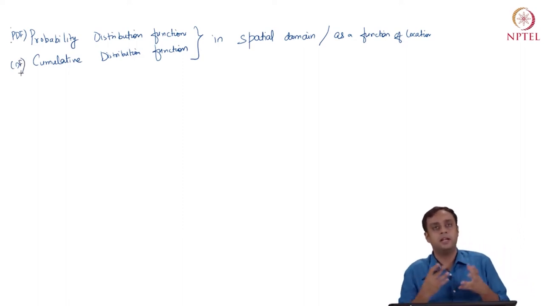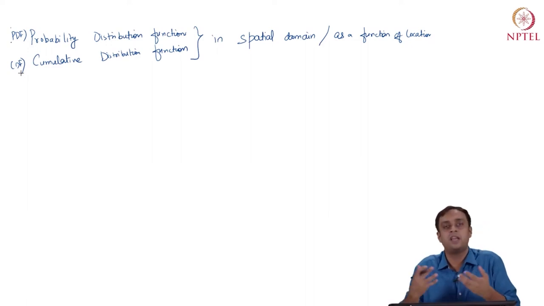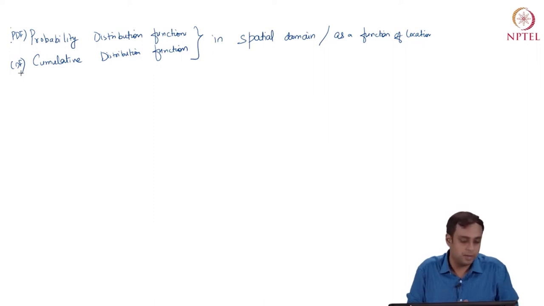I expect that most of you would understand what a PDF or a CDF is. If you don't, that's fine. I mean, you can go back and study. These are basic probability and statistics entities that you can find in any basic undergraduate course of probability and statistics, right?